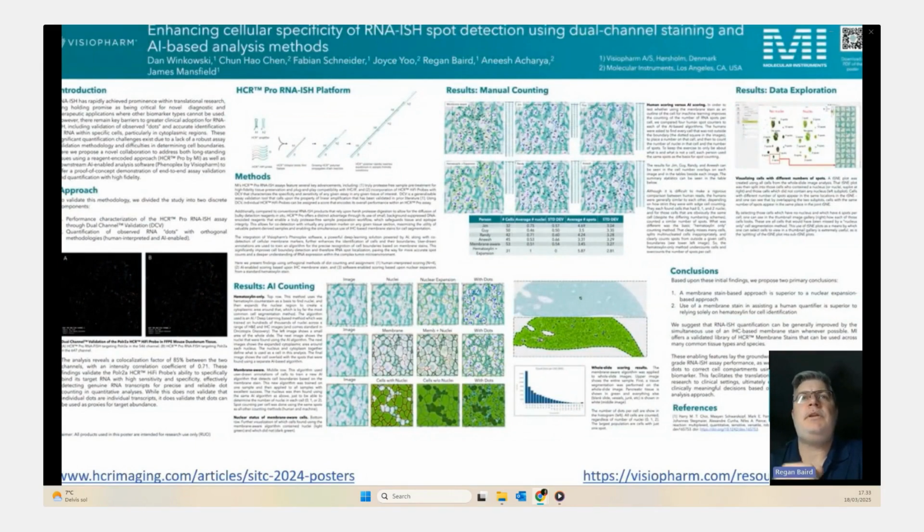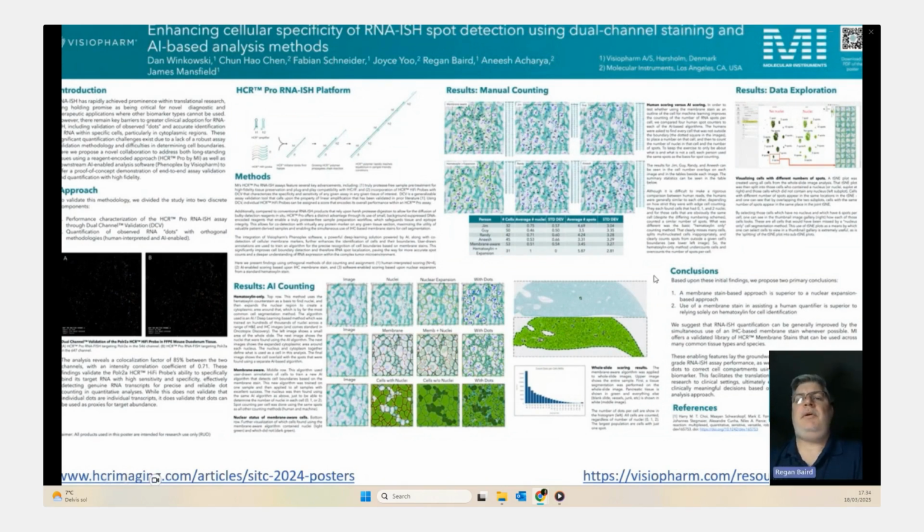Before I begin, I just wanted to state that the data that Dan presented is available from a poster that we co-presented at SITC last year. You can find the poster either on the Molecular Instruments website or on the Visiopharm website, or just reach out to us and we'll make sure that you get this information.